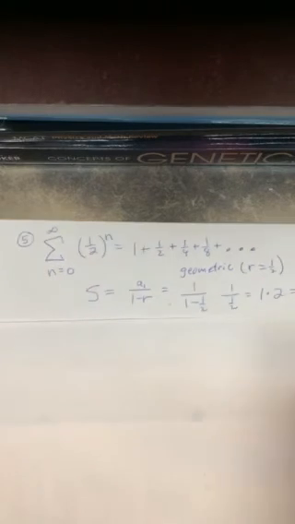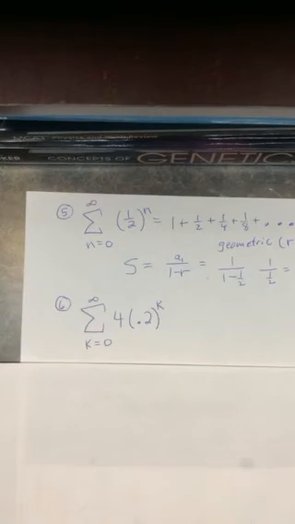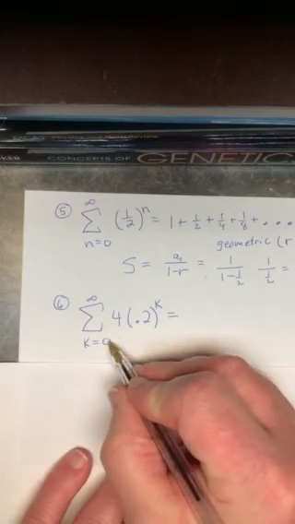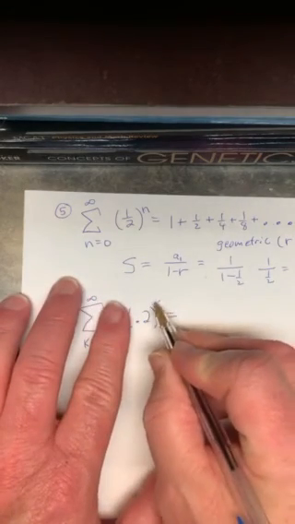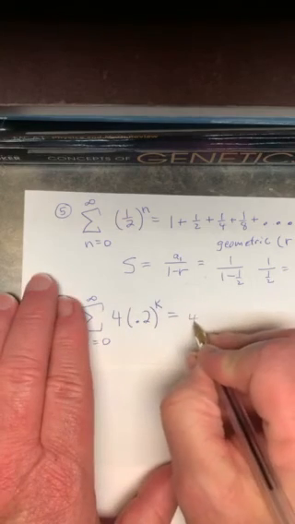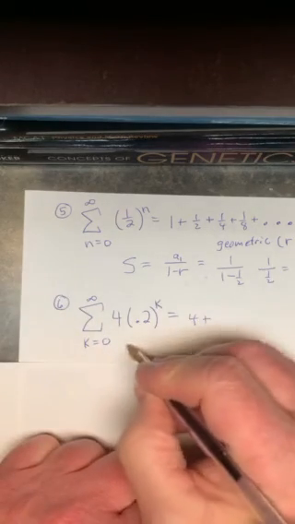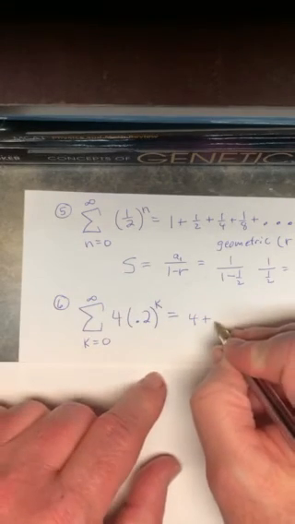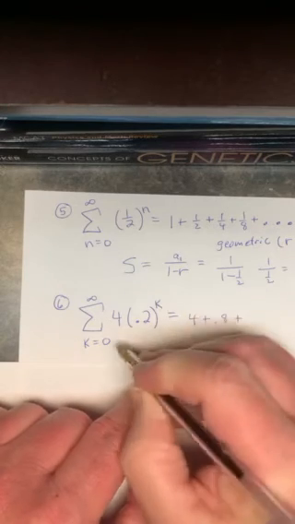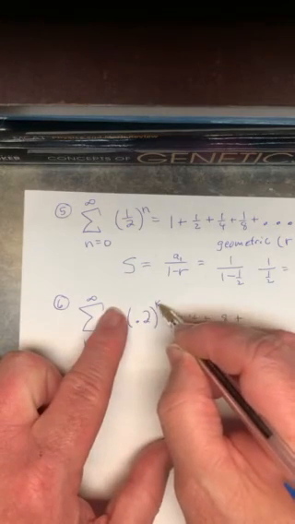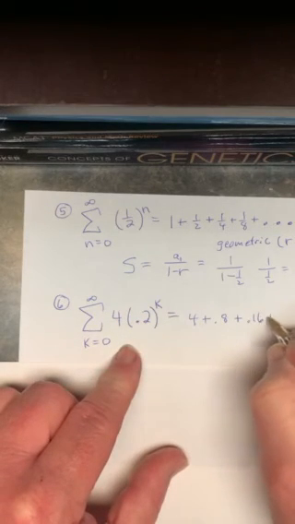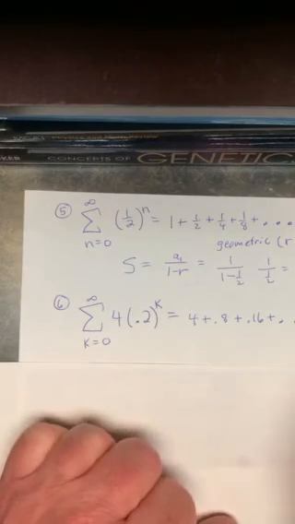Pretty cool. Finally, last one of the day, number 6. Hang in there. If I started generating this sequence, plug 0 in for k. Anything to the 0 power is 1, times 4 is 4. Plus, plug a 1 in. 0.2 to the first is 0.2, times 4 is 0.8, plus plug 2 in. 0.2 squared would be 0.04, times 4, 0.16, plus dot, dot, dot.